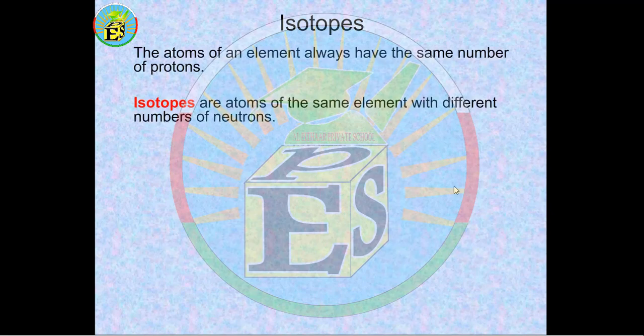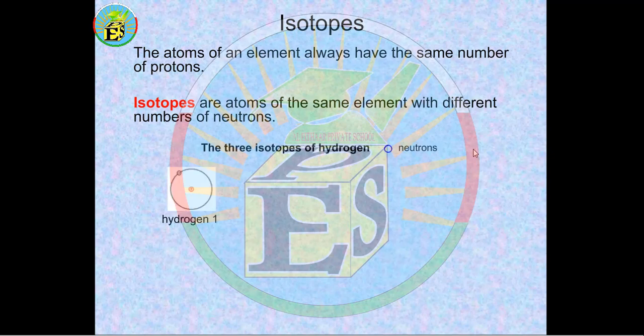Isotopes. The atoms of an element always have the same number of protons. Isotopes are atoms of the same element with different numbers of neutrons. It means the change will be in the mass number, but the atomic number is the same.